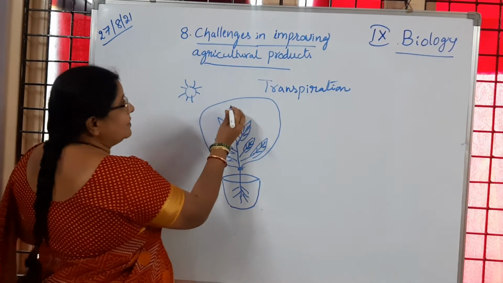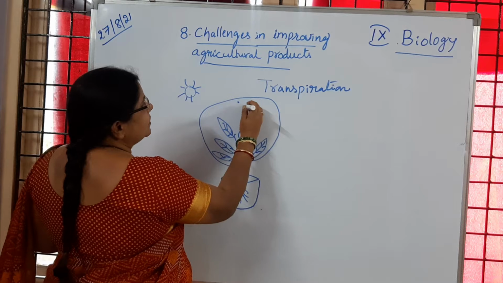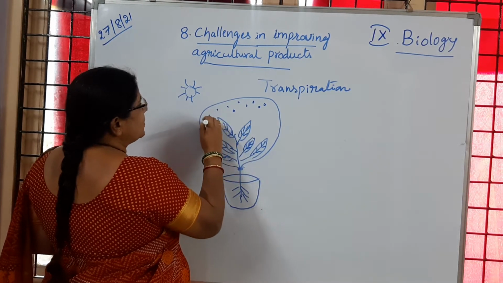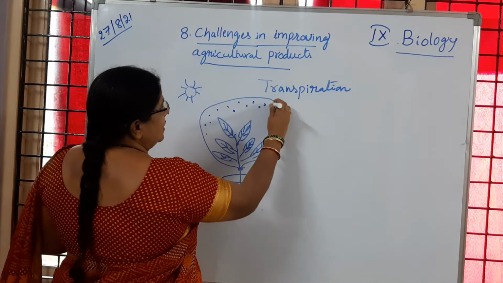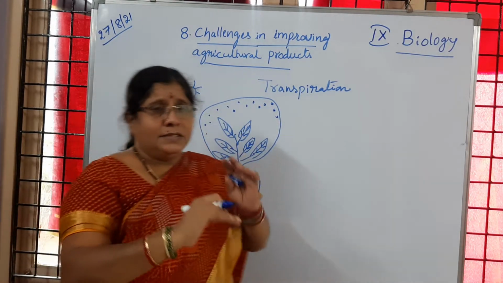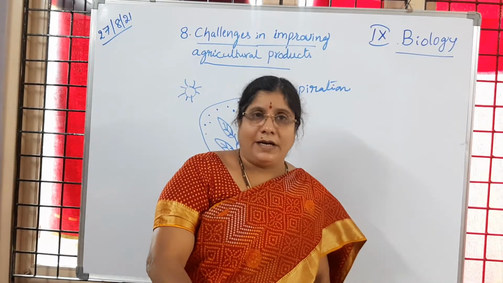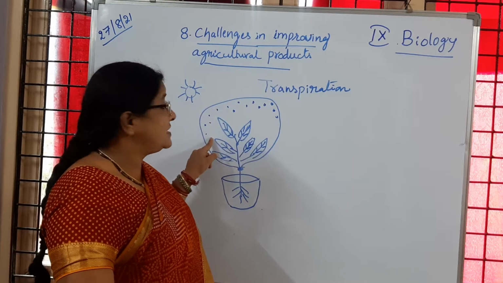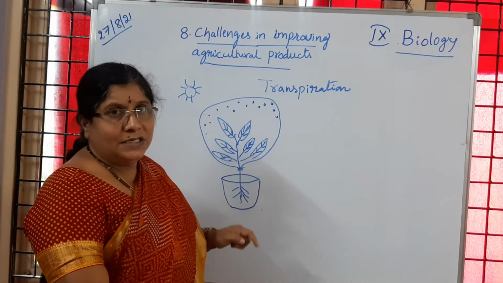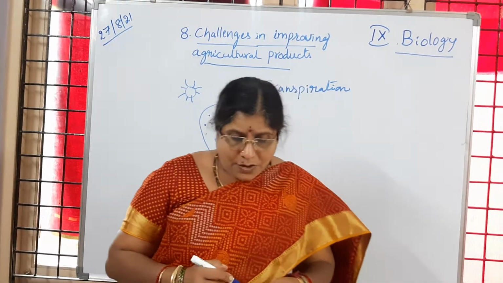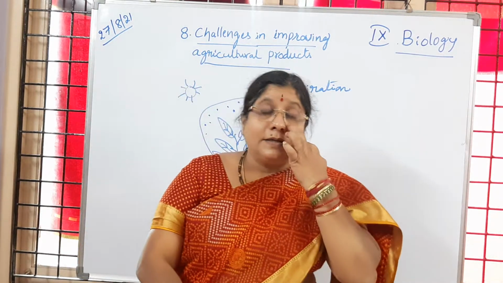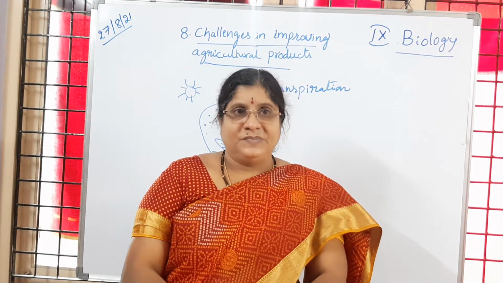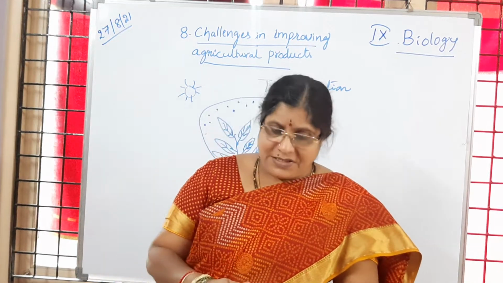Inside this polythene cover you are going to observe small droplets of water which are settled inside that polythene cover. Is it clear to you? So from where have these water droplets come? From the leaves. Is it clear to children? So with this we can prove that transpiration is helping the plants to take water for the production of a crop. Is it clear to children?